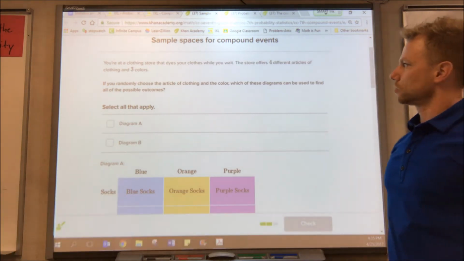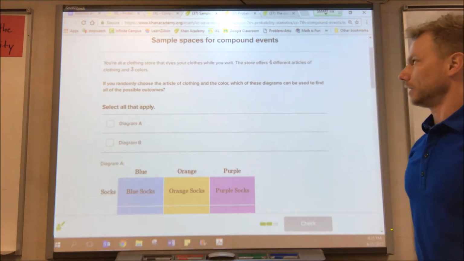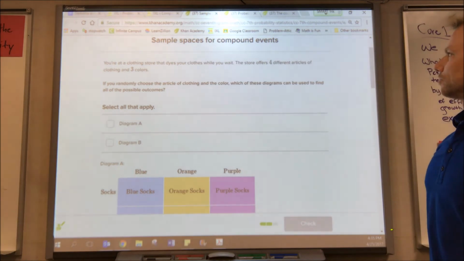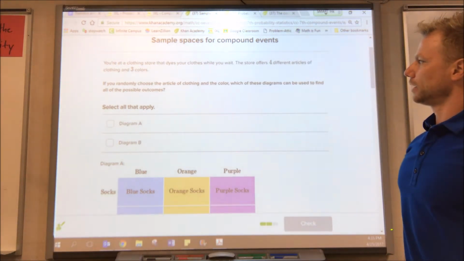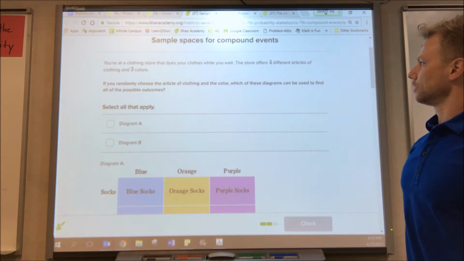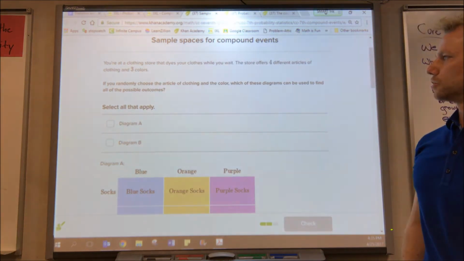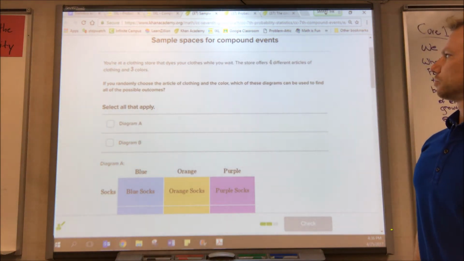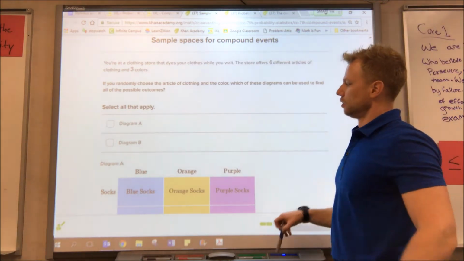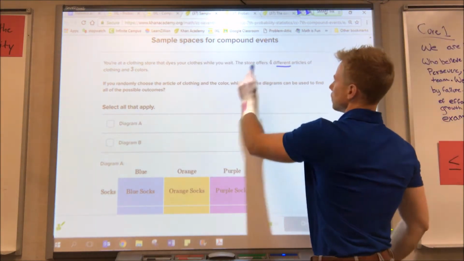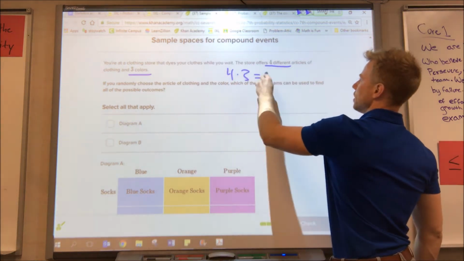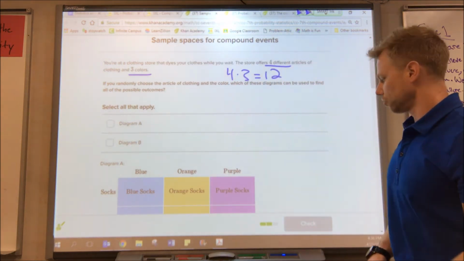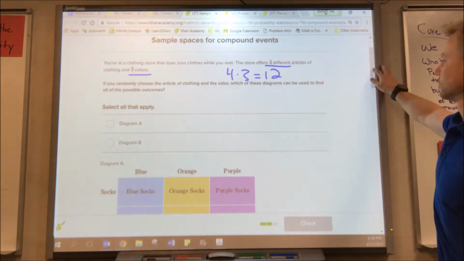All right, you're at a clothing store that dyes your clothes while you wait. The store offers 4 different articles of clothing and 3 colors. If you randomly choose the article of clothing and the color, which of these diagrams can be used to find all the possible outcomes? Okay, so we have 4 articles, 3 colors. 4 times 3 makes 12, so we need 12 possible outcomes.